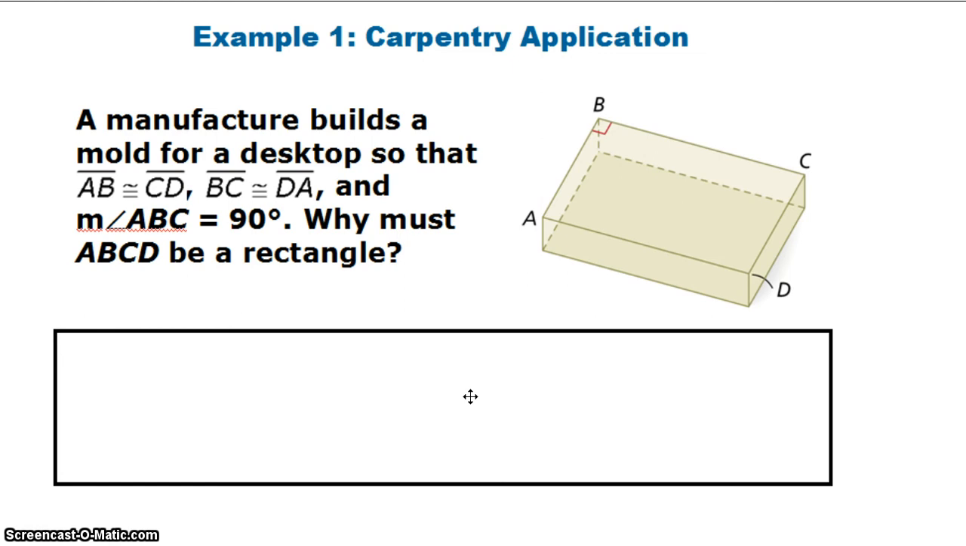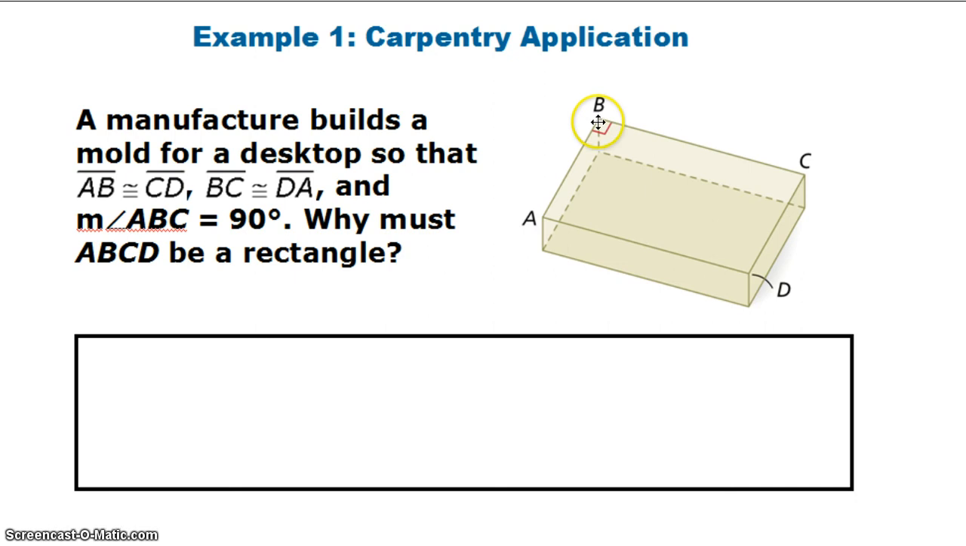A manufacturer builds a mold for a desktop so that length AB is congruent to side CD and BC is congruent to DA. And measure of angle ABC is 90 degrees. Why must ABCD be a rectangle?